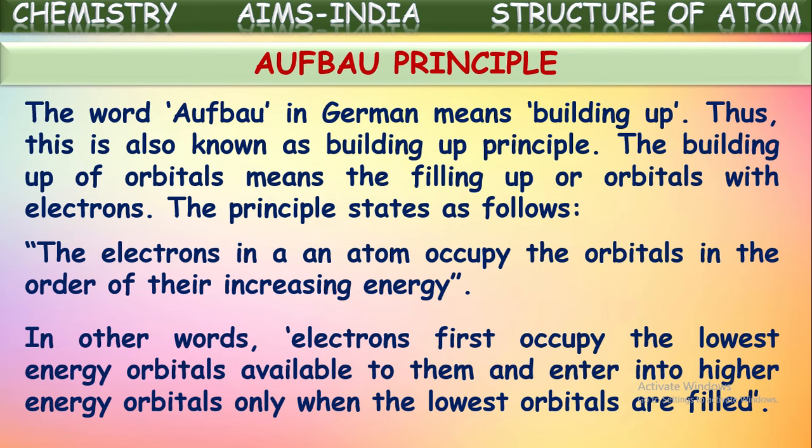This is given by Aufbau principle. What is it stating? In an atom, electrons occupy first the orbitals with the lowest energy. Then only they enter into higher orbitals. After completely filling all the lower energy orbitals with electrons, then only higher orbitals will be occupied by electrons. This is given by Aufbau principle.